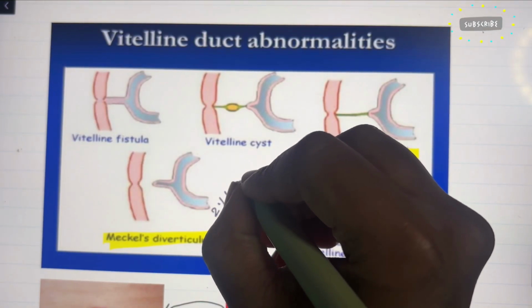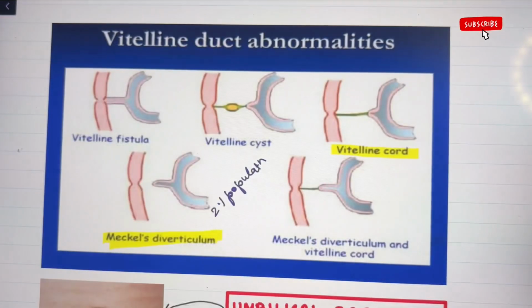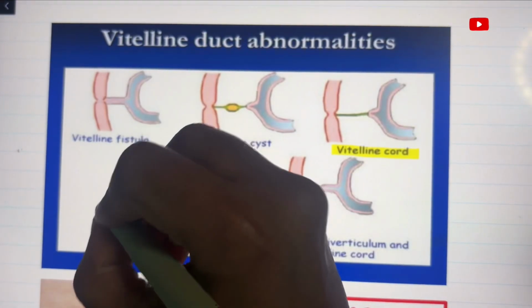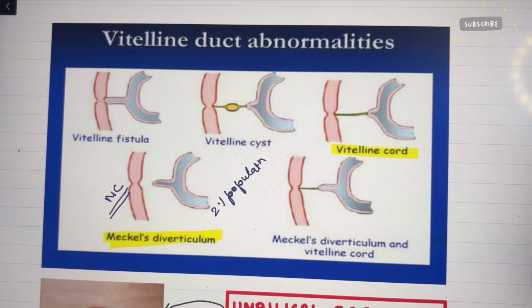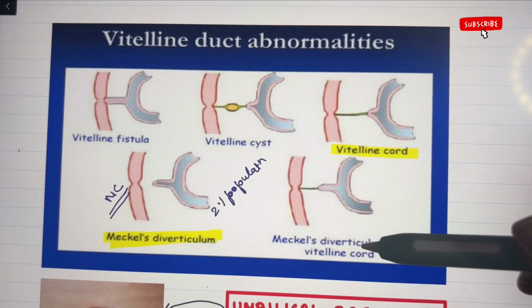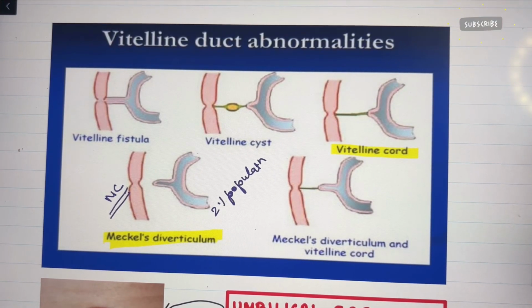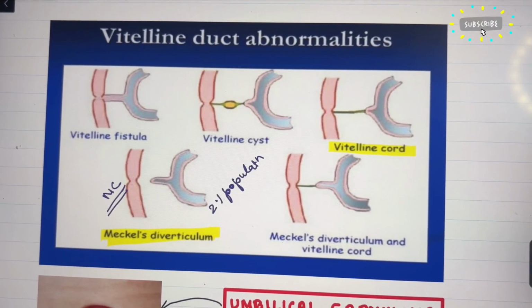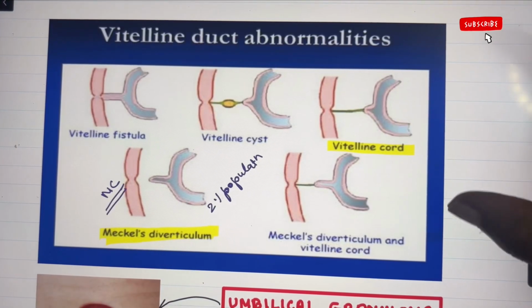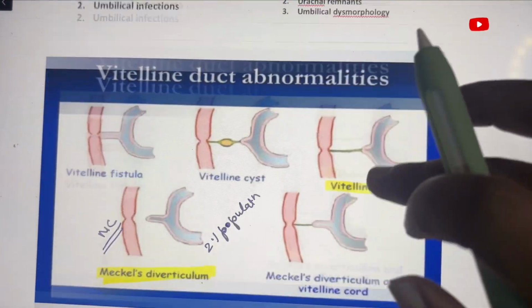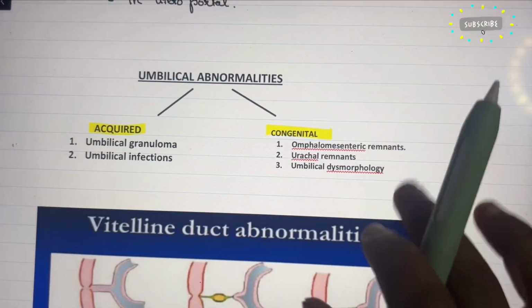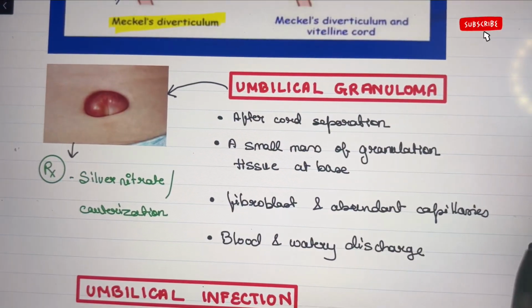And out of all these abnormalities, the most common is Meckel's diverticulum. It can also persist as Meckel's diverticulum with a vitelline cord. So these are the abnormalities of the vitelline duct. Normally the vitelline duct gets obliterated. Now we will start with the acquired conditions, beginning with the umbilical granuloma.